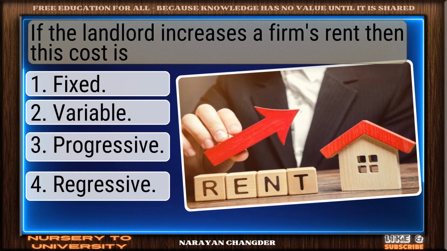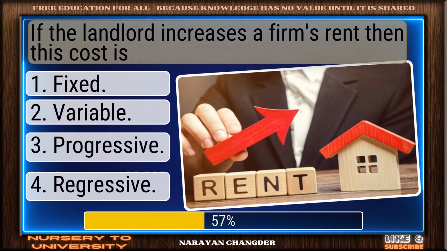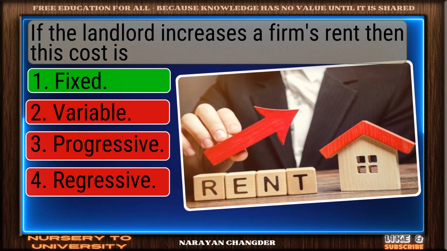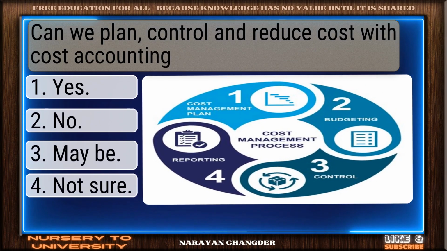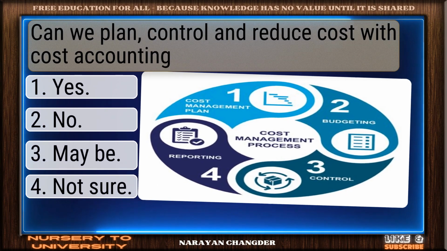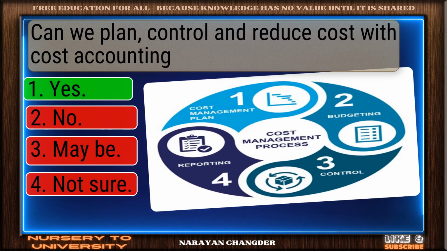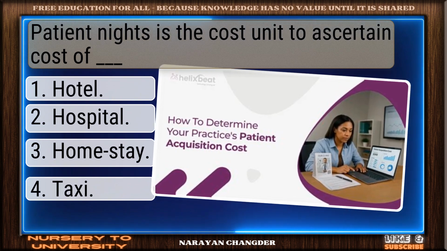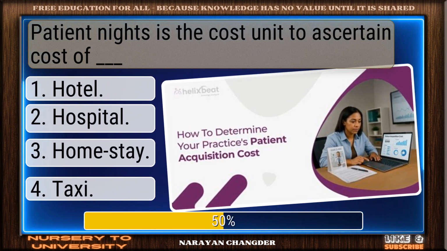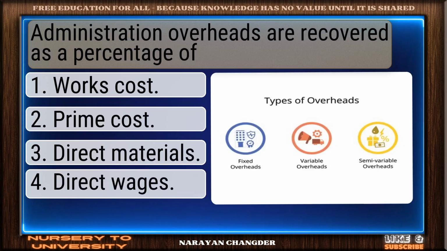If the landlord increases a firm's rent, then this cost is... Excellent choice. Fixed is right. Can we plan, control, and reduce cost with cost accounting? Right choice. Yes is best. Patient nights is the cost unit to ascertain cost of ___. Sharp thinking. Hospital is right.